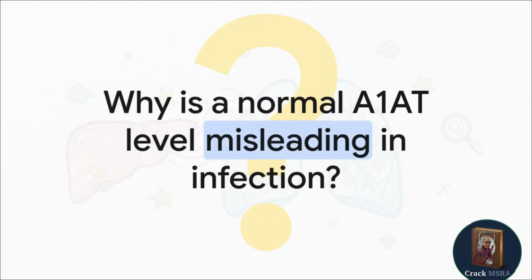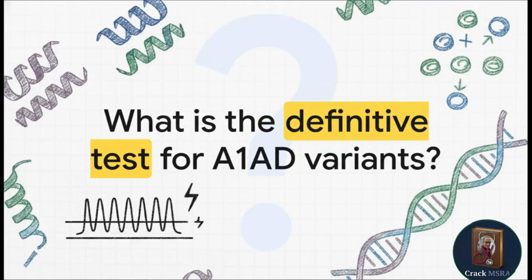Question 3. A patient with a severe PiZZ genotype comes in with acute bronchitis, but their serum alpha-1 antitrypsin level comes back totally normal. Why is this misleading? Yep, because A1AT is an acute phase reactant. The inflammation is artificially inflating those levels and hiding the true deficiency. Question 4. After a highly suspicious clinical presentation, what specific lab test do you actually need to definitively identify variants like PiSZ or PiZZ? A basic blood test won't cut it here. You need protein phenotyping or genotyping using electrophoresis or PCR.